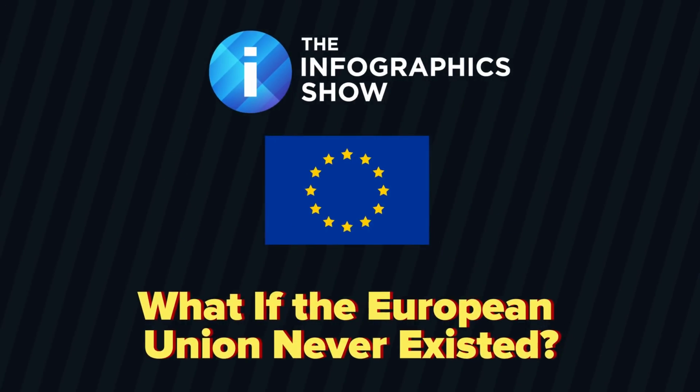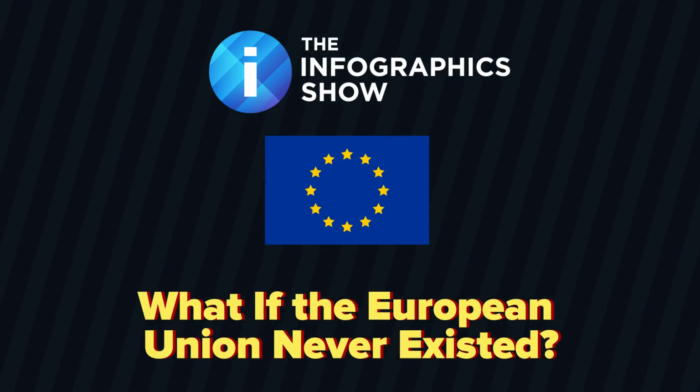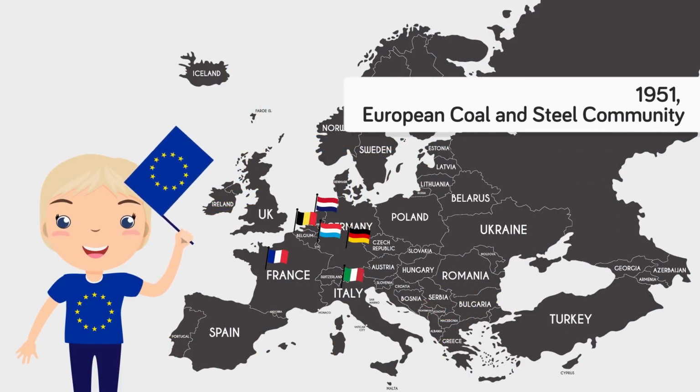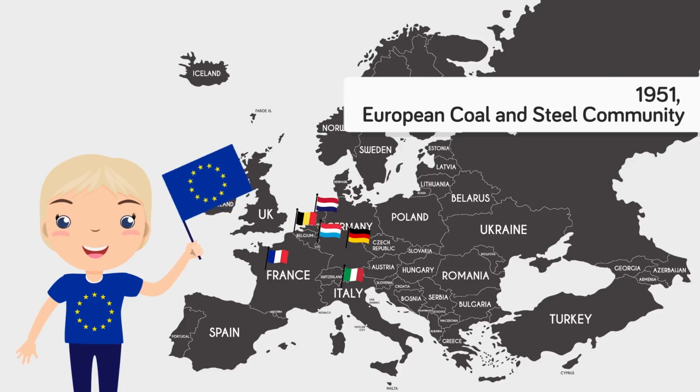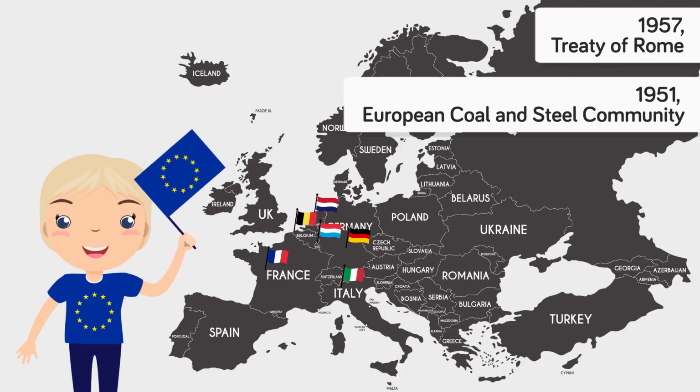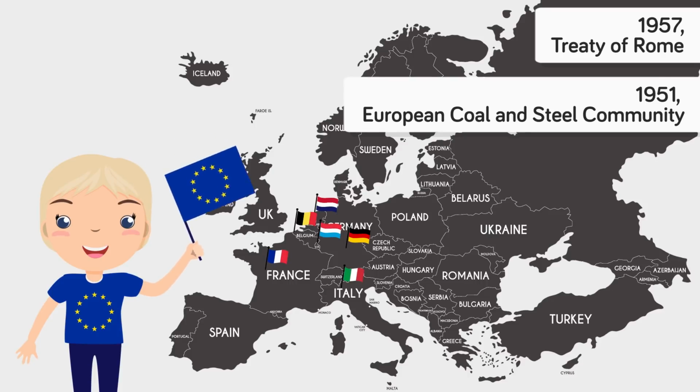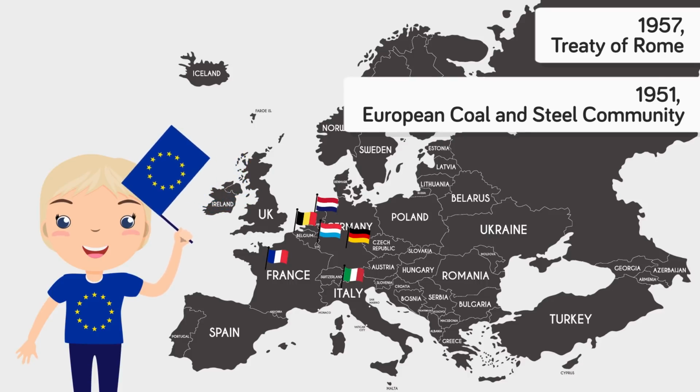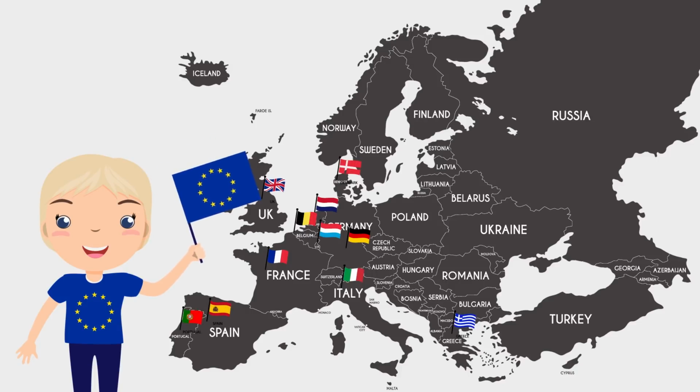The European Union has its roots in 1951, when 6 nations, Belgium, France, Germany, Italy, Luxembourg, and the Netherlands, joined together to create the European Coal and Steel Community. 6 years later, with the signing of the Treaty of Rome, a common market was created for the member countries, making it easier for companies to move and sell their products outside of their home nations.